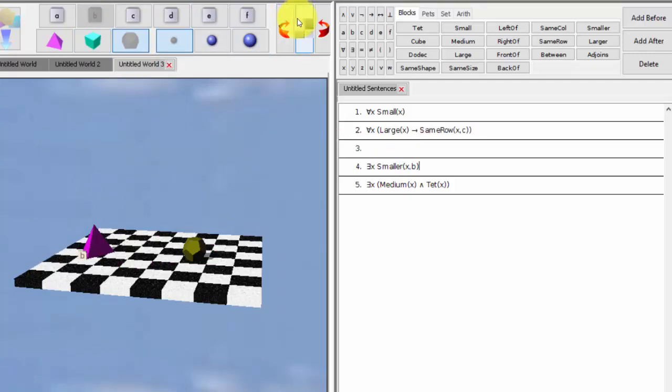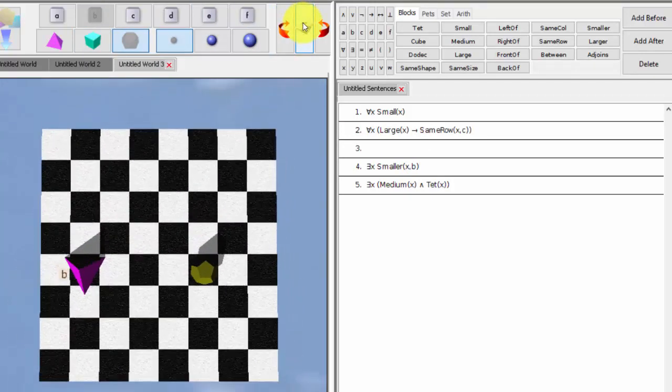If we look at this world, the fourth sentence says there exists an x such that x is smaller than B. Looking at B, it's medium. Looking at this object, it's small. So this object is smaller than B. And all we need is one object to satisfy this well-formed formula in order for the existentially quantified sentence to be true. So this will turn out to be true.